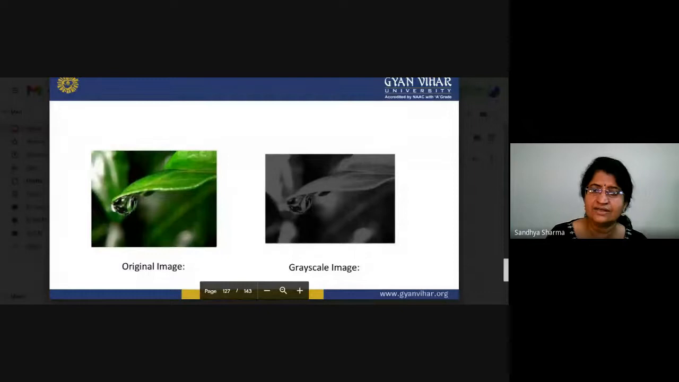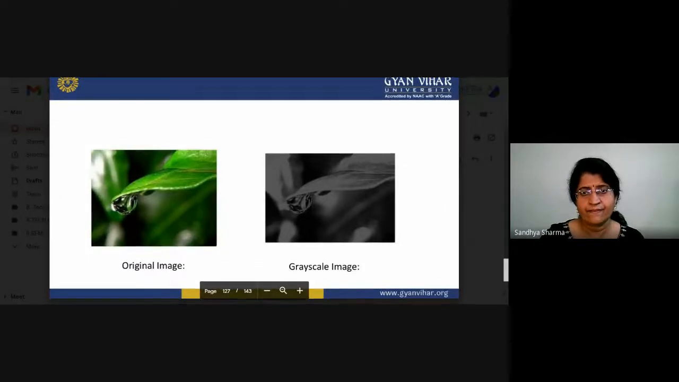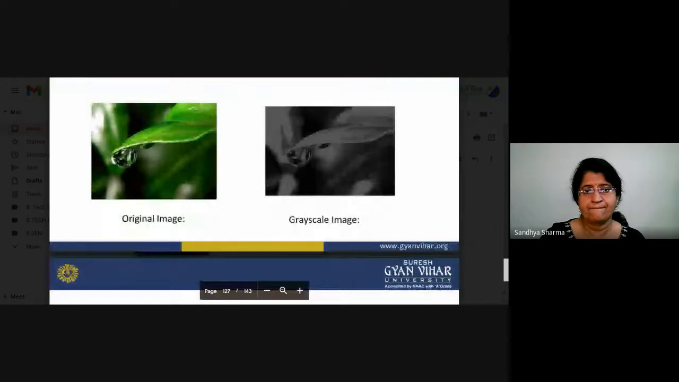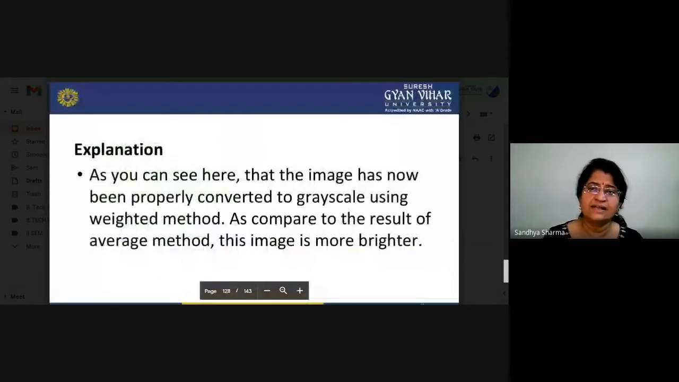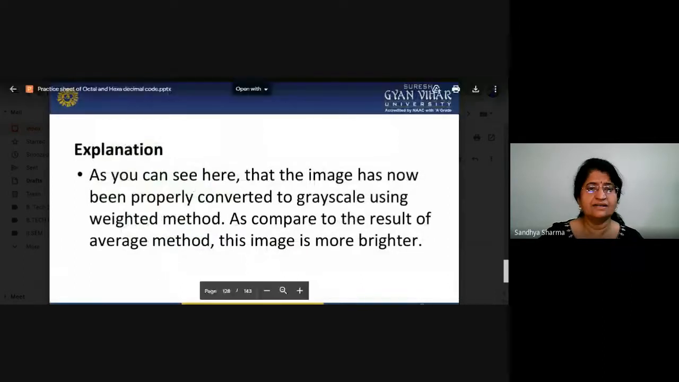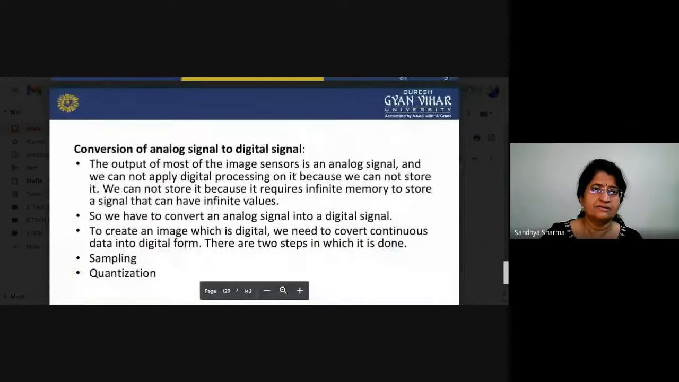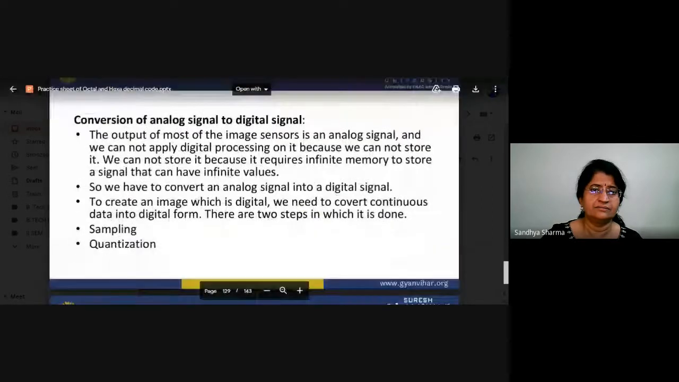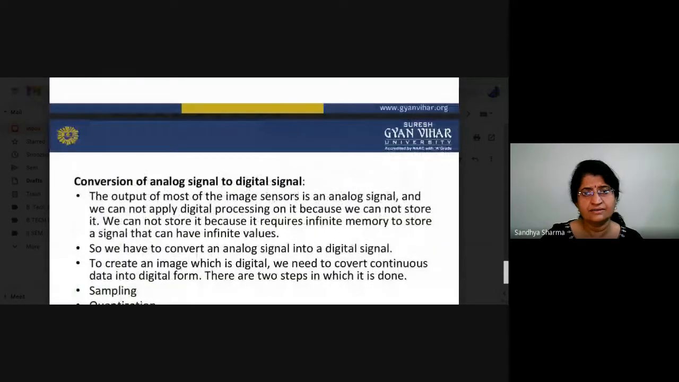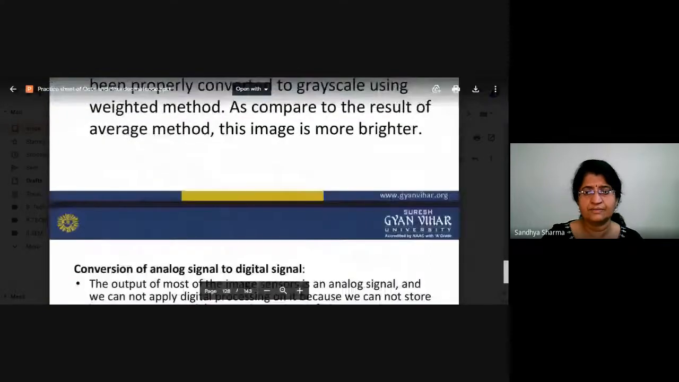So that is the original image, and you can convert this original image into the grayscale image. As you can see, the image has now been properly converted to grayscale using the weightage method, and compared to the result of the average method, this image is brighter. Now you can see what we had to explain in this part.